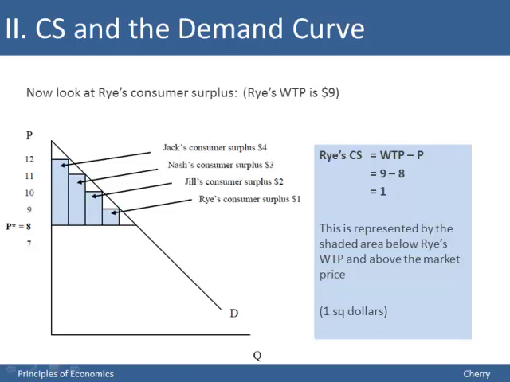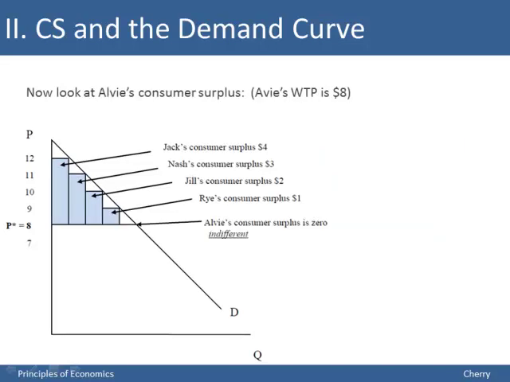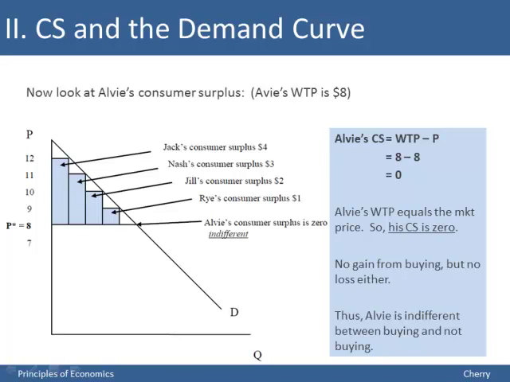We're not done yet though. We have Alvy's consumer surplus to consider. Alvy's willingness to pay was 8, and the market price is 8. So what is Alvy's consumer surplus? It's 0. What does this mean? That means that if Alvy buys a movie ticket, the price he's paying is equal to his willingness to pay. So in essence, he has 0 buyer's profit or 0 consumer surplus. He's paying for all of the benefits that he's receiving from that purchase.